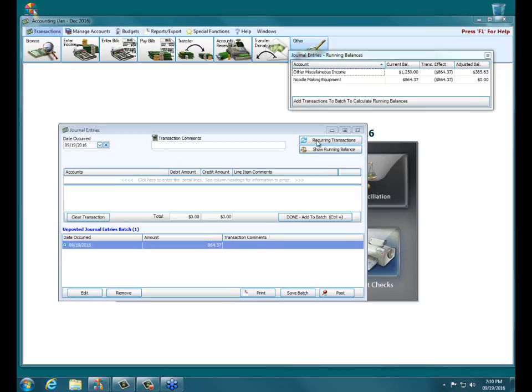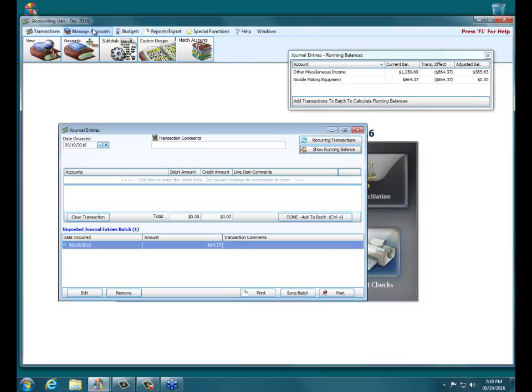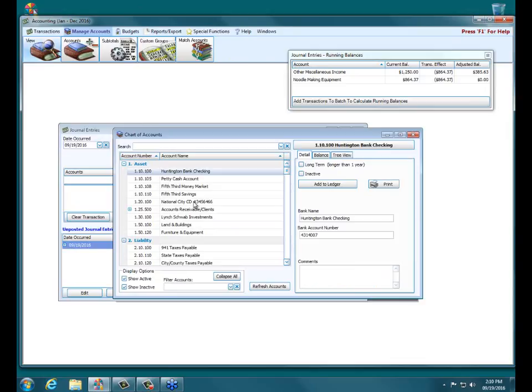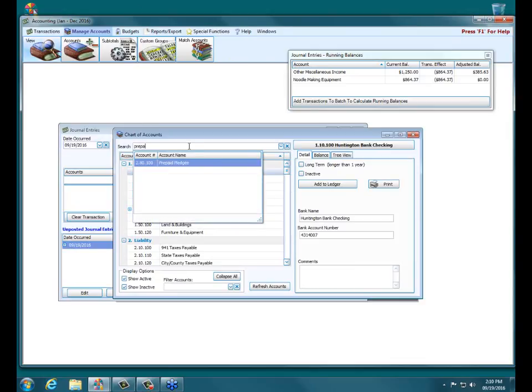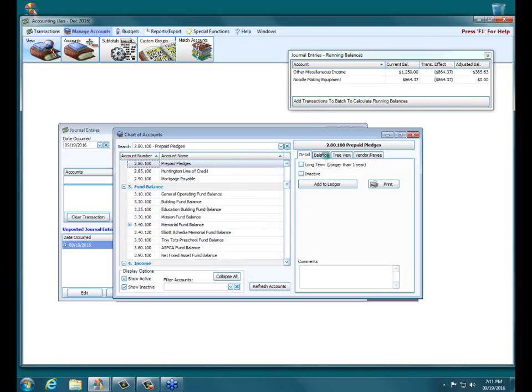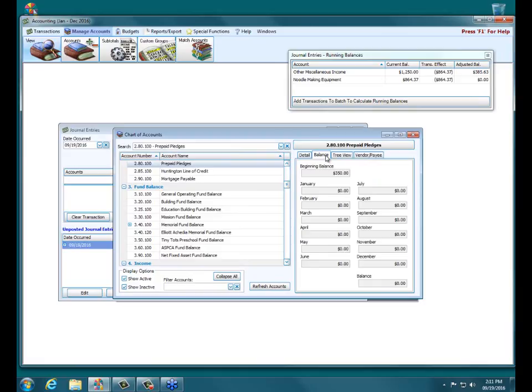Okay. Another common use of a journal entry is, say, we're recording or moving our prepaid pledges that we have from our previous year. So let's see if I've got a prepaid pledge balance here. I think I do. Prepaid pledges. It's a liability account. So now when I click the balance tab, nope, it's been cleared out. But let's see, it's right here. It shows $350. There was a beginning balance. So that beginning balance was brought forward.